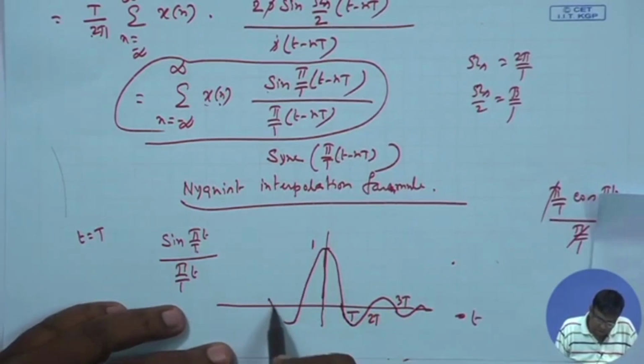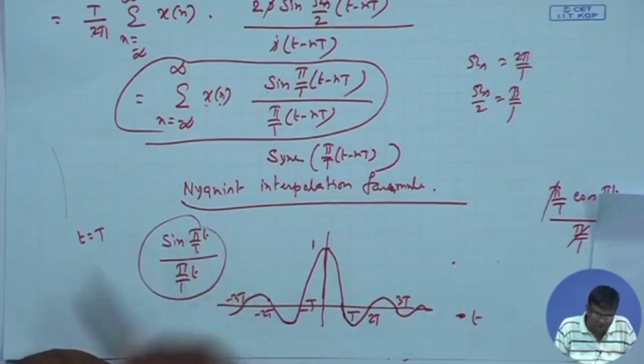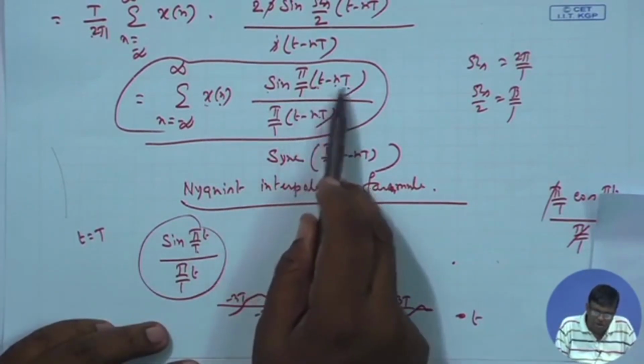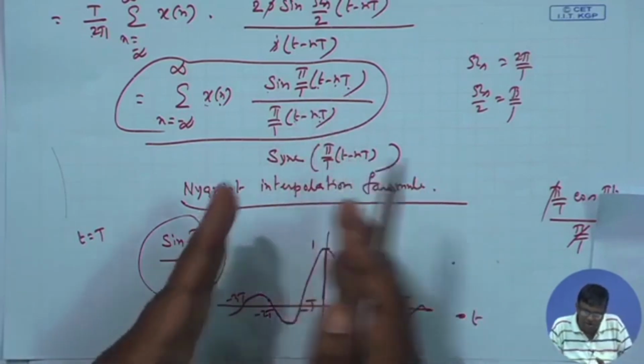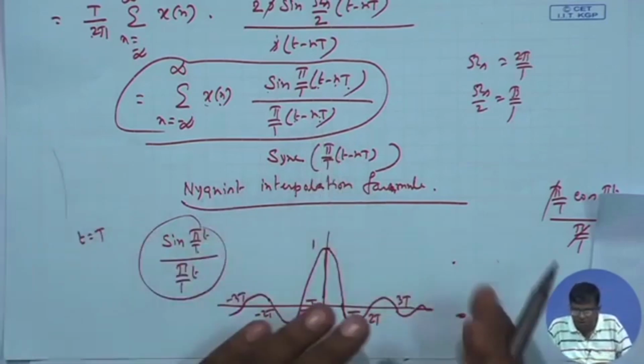On this side also you can verify minus t, minus 2t, minus 3t, like this. This will be this function. When n equal to 1, it is t minus capital T, so the entire thing will be shifted to the right by capital T. T equal to 2, twice t, like that.